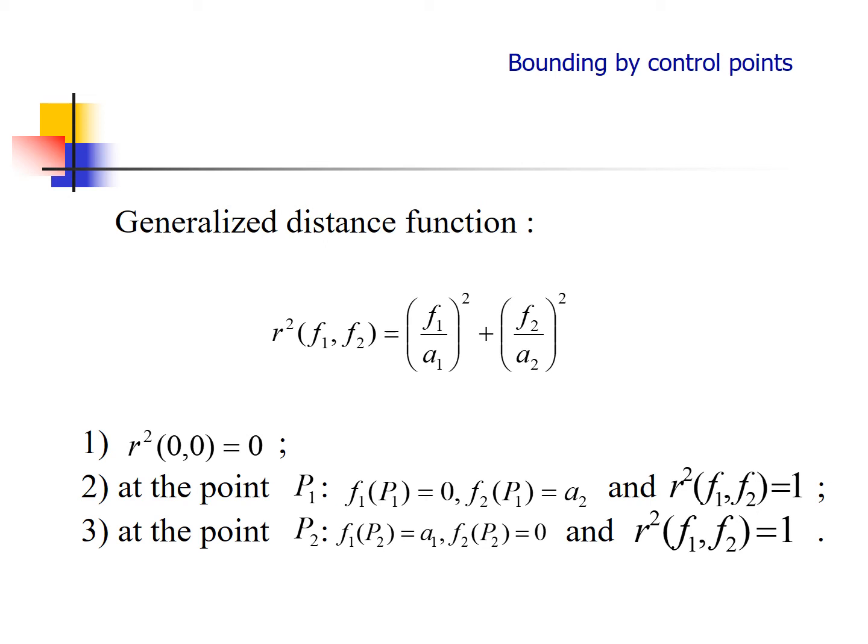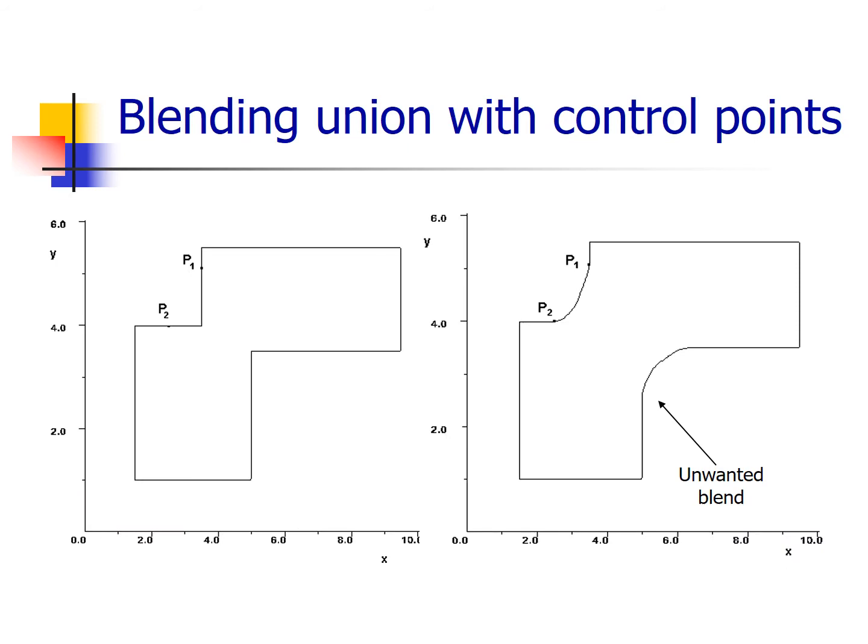These properties mean that the displacement function takes maximal value at the intersection points of two surfaces, where f1 and f2 are equal to 0, and becomes 0 at control points p1 and p2. The bounded blending union operation of two rectangles with control points is illustrated by this figure.